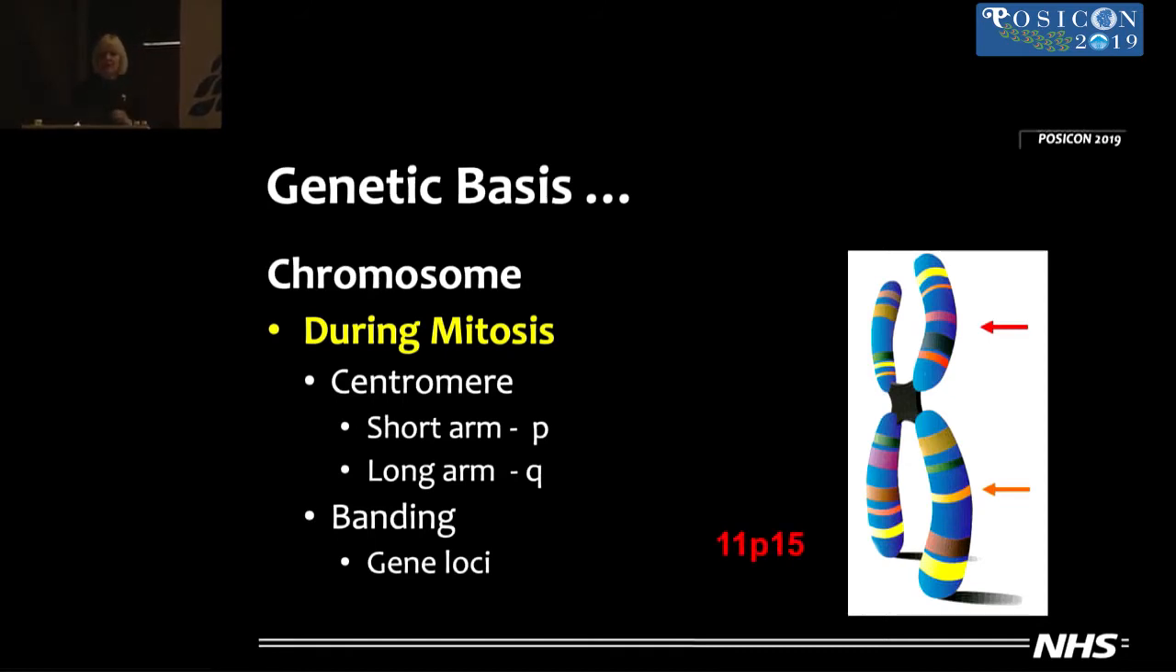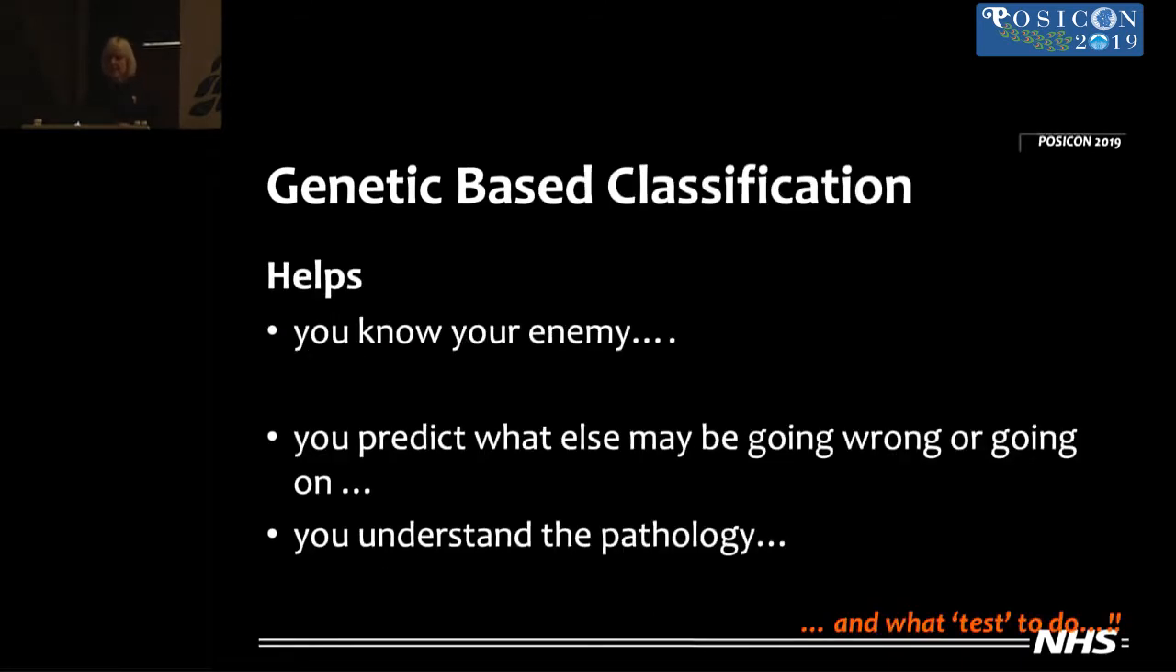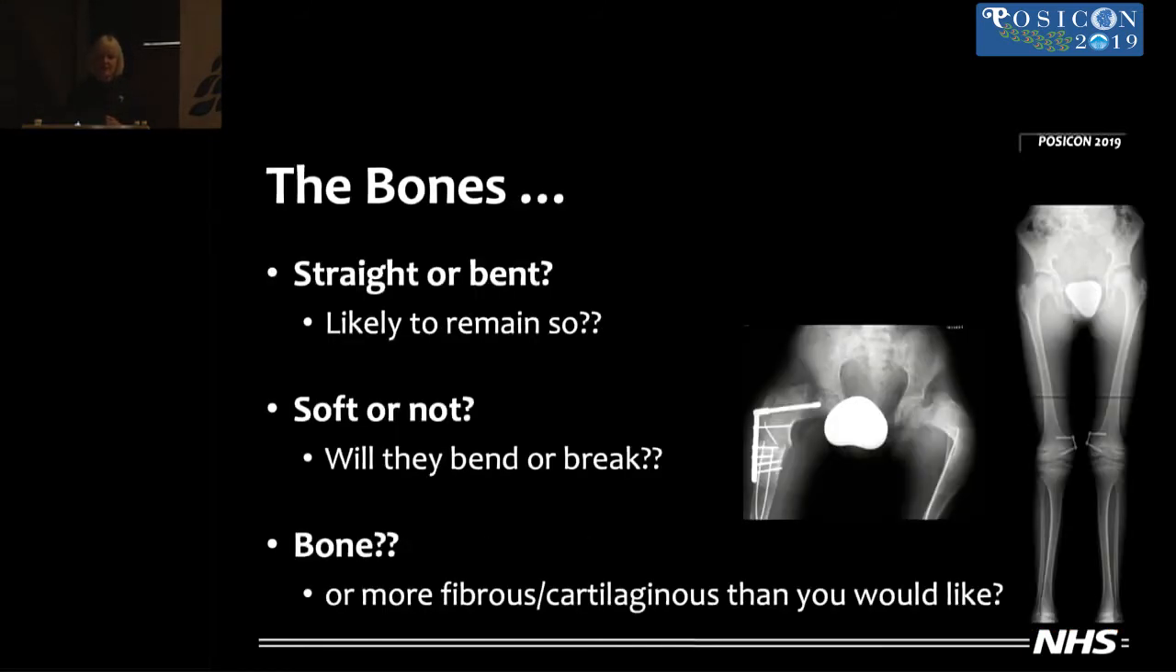So on the short arm, P, of chromosome 11, you can get problems with growth and a hemihypertrophy type problem. On chromosome 17, Q, the long arm, that's where a lot of our collagen genes are found. So genetic-based classification has begun to explain more about the genotype relating to the phenotype. It helps you know your enemy. It helps you predict what else may be going on, and it helps you understand the pathology and maybe guides your treatment because you understand the basis of what you're dealing with.